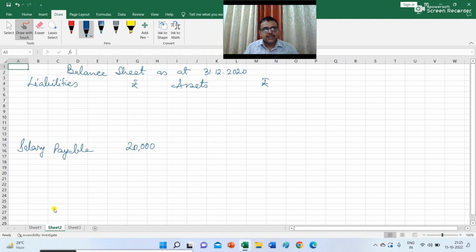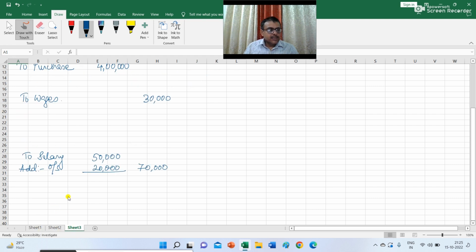So you have to record the figure both in the profit and loss account and the balance sheet simultaneously regarding the adjustment entries. The next item is regarding the carriage inward. So carriage inward is a part of your trading account and I have to record it here. Carriage inward for rupees 10,000.